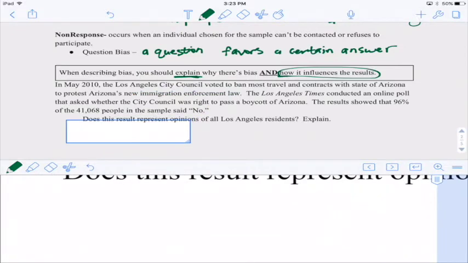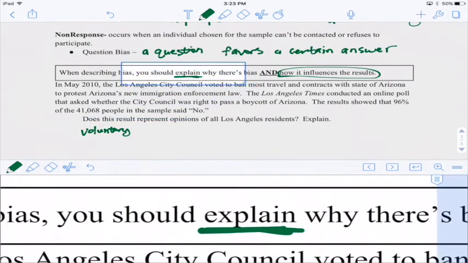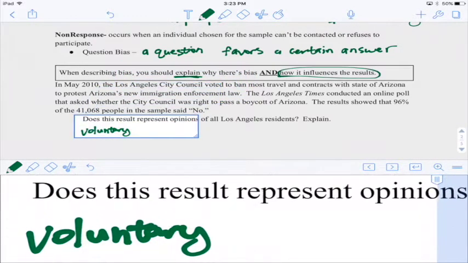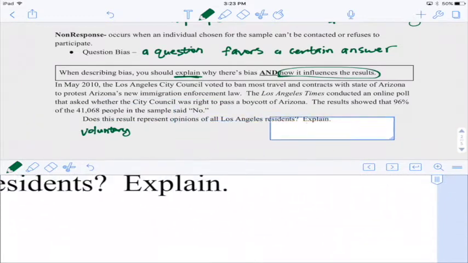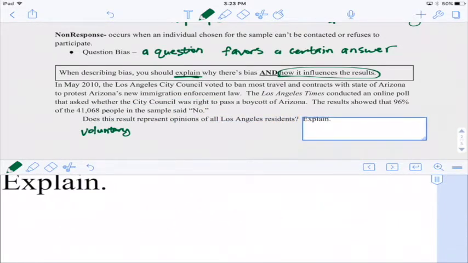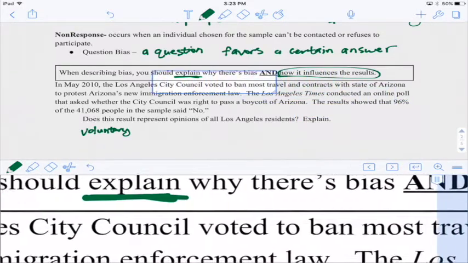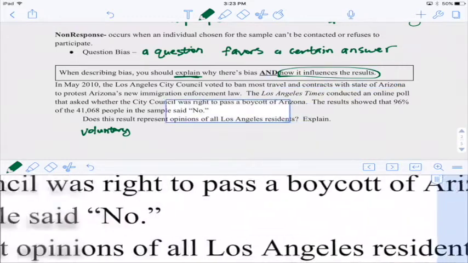There's a lot of different biases here. You could say there's voluntary response bias. You'd explain that there's bias. You would say people chose themselves for the survey, so the people who are saying no are going to be more likely to answer or choose themselves for the survey. You see how I did explain why there's bias and how it influenced it towards no.